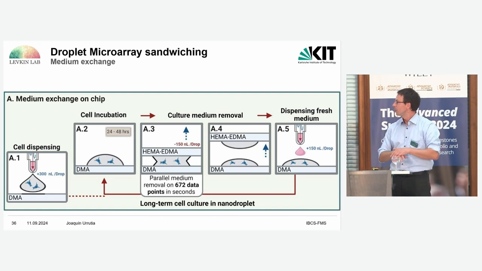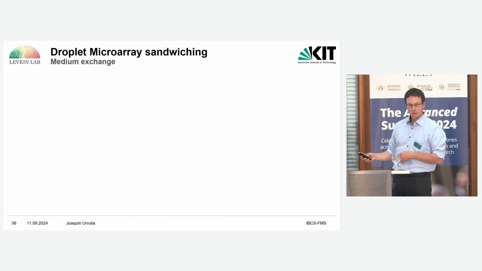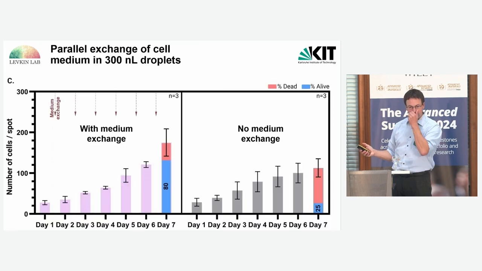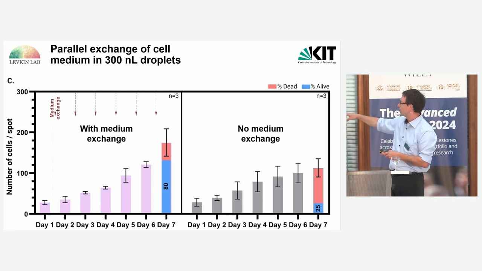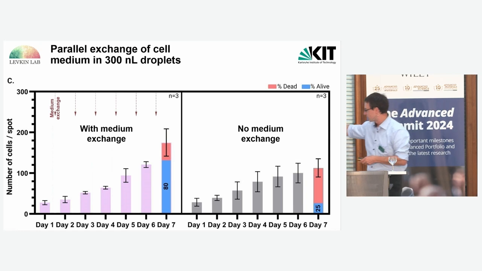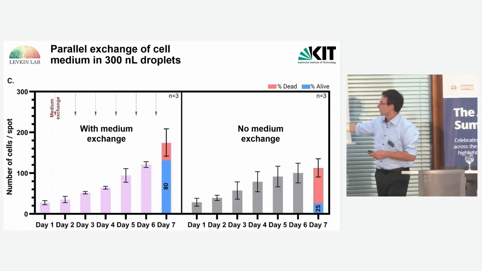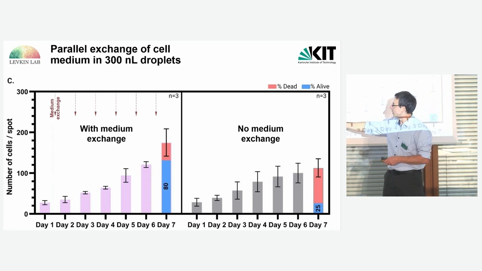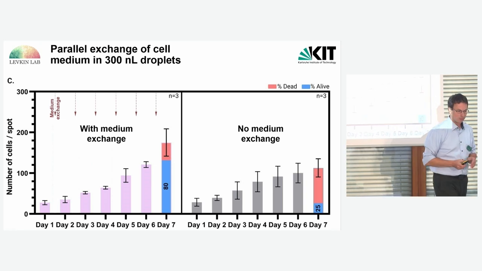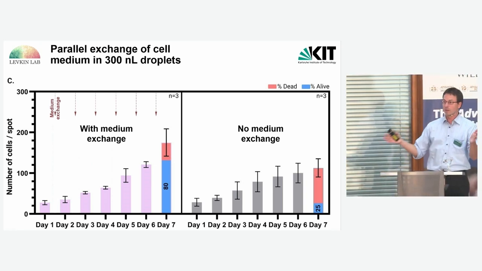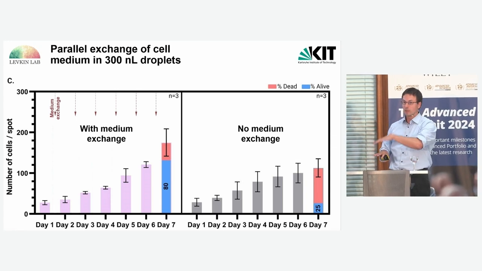But with this sandwiching method, it was possible to remove part of the medium and then print fresh medium, and this resulted in the following. On the right-hand side, you see it's without medium exchange, so cells start to die, and you have the last bar. So these are dead cells, these are viable cells. And with this medium exchange, you see increased proliferation and improved viability after 7 days of culturing of cells in 300 nanoliters, and all of this was done in parallel.